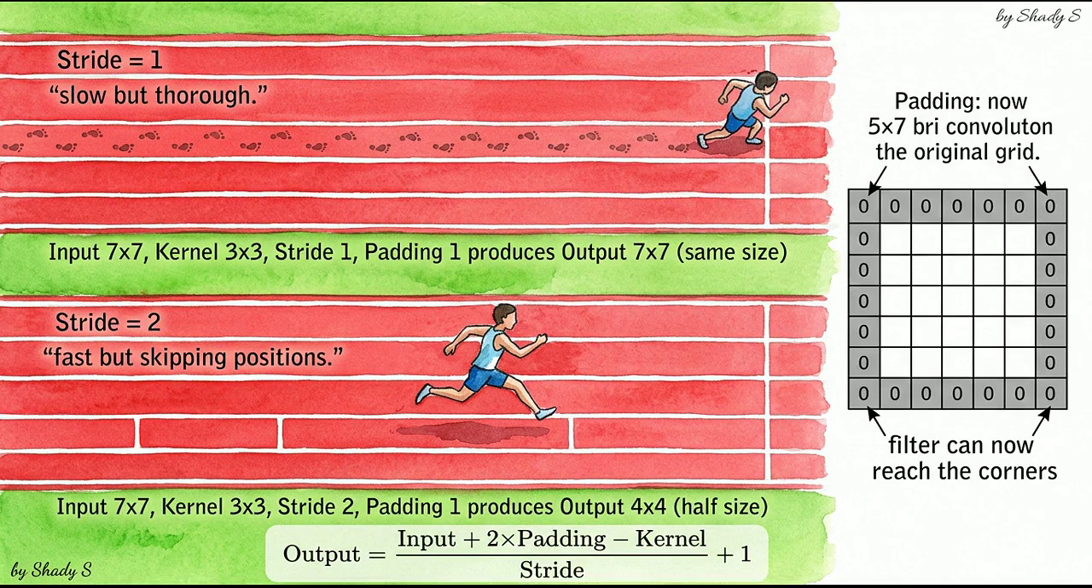When the filter slides across the image, how far it moves each step is called the stride. A stride of 1 means it moves 1 pixel at a time, very thorough, but the output stays large. A stride of 2 means it skips every other position, faster, and the output shrinks to half the size. Padding adds extra blank pixels around the edges so the filter can reach the corners without shrinking the image.